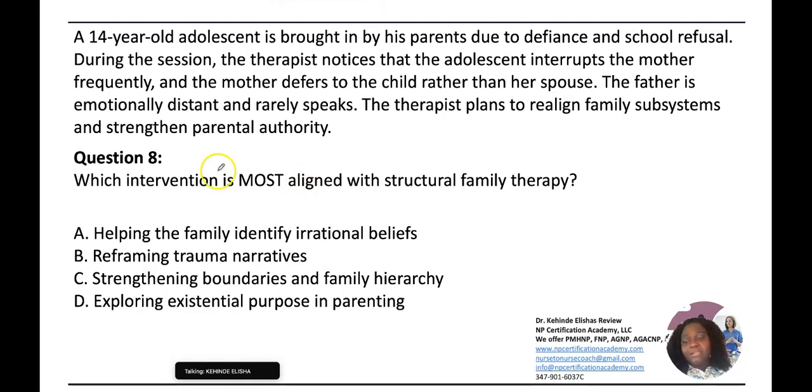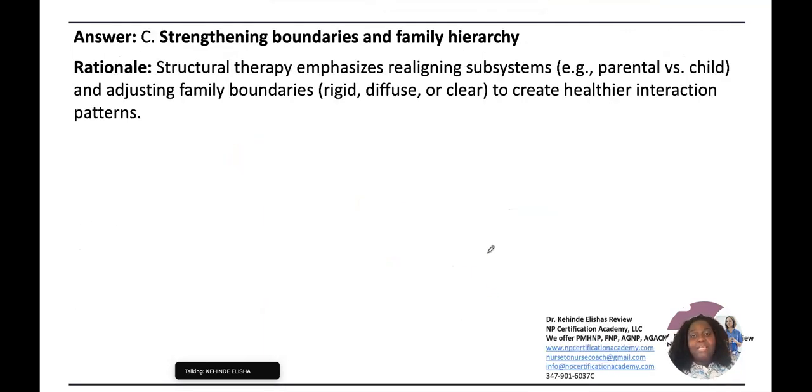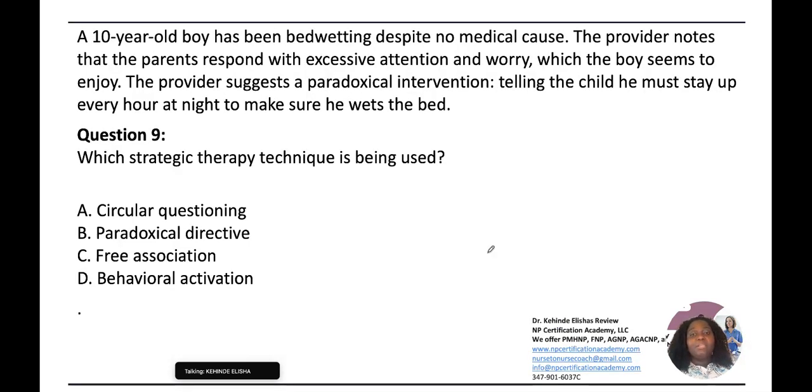The intervention is most aligned with structural. Don't forget hierarchies. That should be your clue too. Strengthening boundaries and family hierarchies. C, final answer. Structural therapy emphasizes realigning subsystems like parental versus child and adjusting family boundaries, rigid, diffuse, or clear, to create healthier interaction patterns, because there is something wrong here. Something is really off. They are not communicating very well here.